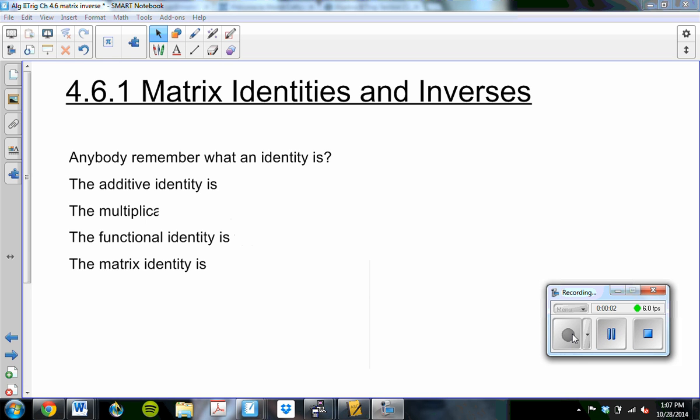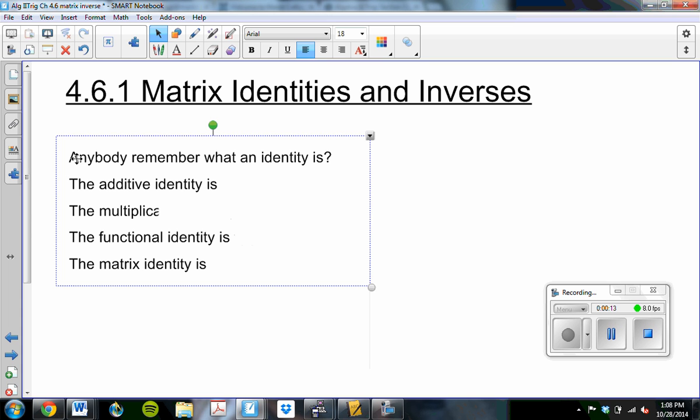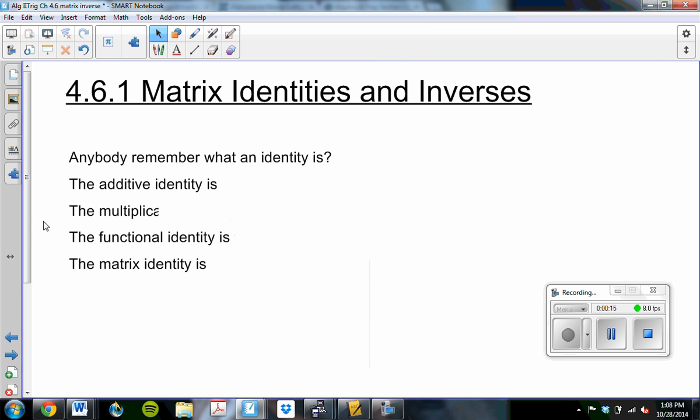We have two videos on Chapter 4, Section 6. This is the first one on matrix identities and inverses. Does anybody remember what an identity is? Take a second to pause, you can think about it.